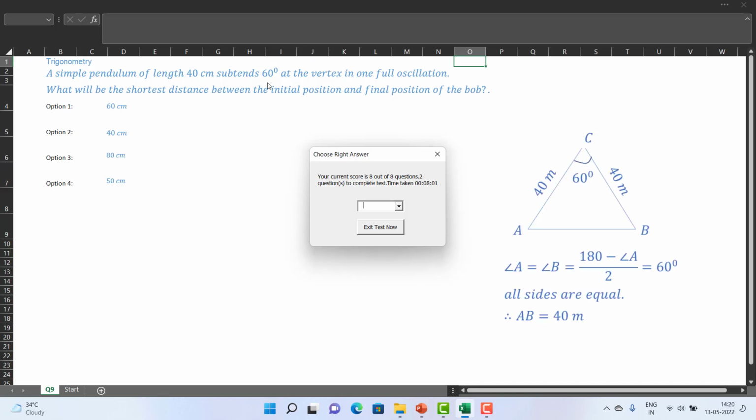Now angle C is given. So the other two angles are equal, and that can be obtained by 180 minus 60 divided by 2. That is equal to 120 by 2, that is 60 degrees. Therefore, all the angles are equal. It's an equilateral triangle. All the sides are equal. Therefore, option 2 is the correct answer. The shortest distance between the initial position and final position of the bob is 40 centimeter.